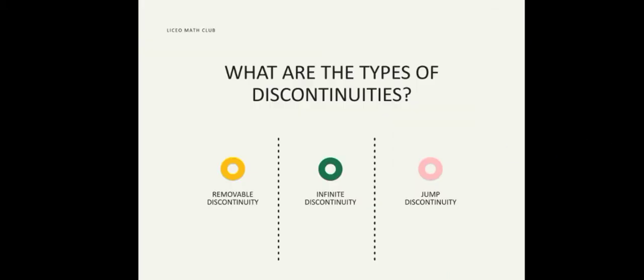What are the types of discontinuities? First, we have removable discontinuity, then infinite discontinuity, and jump discontinuity.